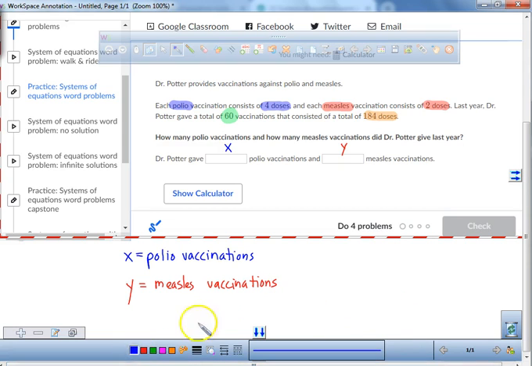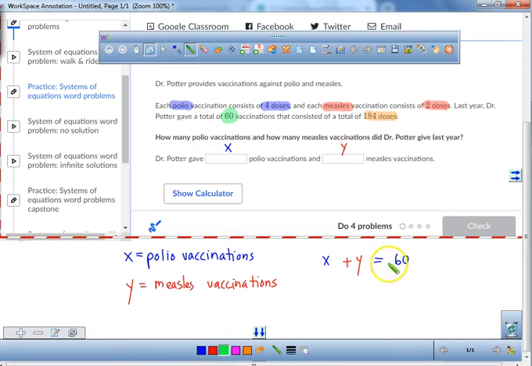All right, so what we're going to do is we're going to put X right here plus Y, and we're going to set it equal to a total number. Now, do we know the total number of vaccinations that Dr. Potter gave? 60. So we're going to put 60 right here. So understand, this is where I am putting the 60.